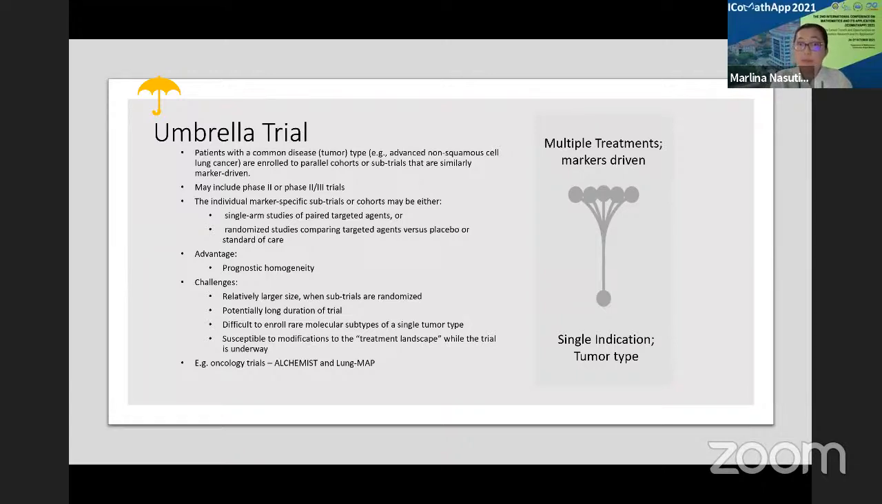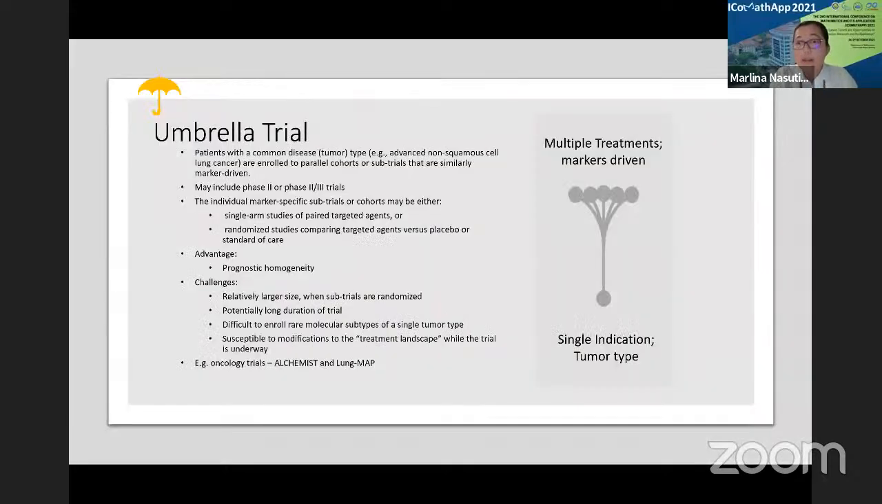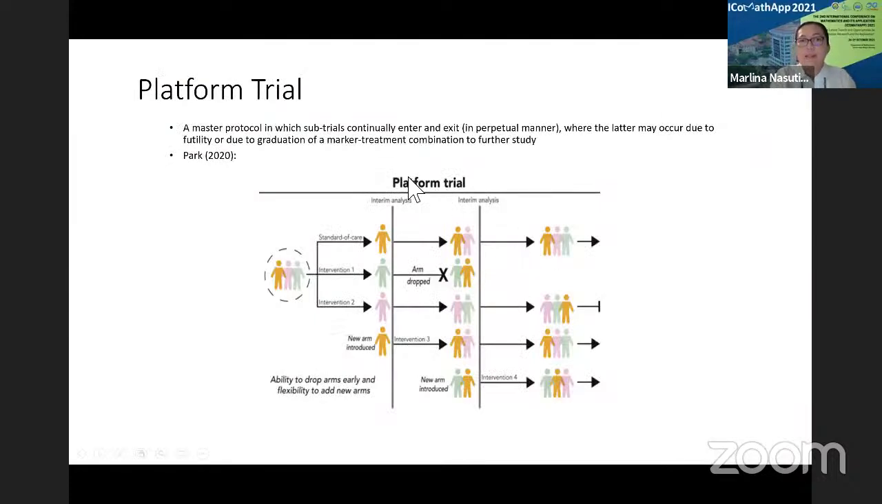It's relevant to the COVID-19 landscape right now. And the platform trial is another type of umbrella trial, but the difference is that the sub-trials can continually enter and exit. So you can see here, for example, in the first stage there are 2 interventions and standard of care. But then after the first interim analysis, 1 intervention is dropped because perhaps it is ineffective. But then a new intervention is added. Then there is another interim analysis, and here we see another intervention being added. So it can go away and come in at any time, in a perpetual manner.